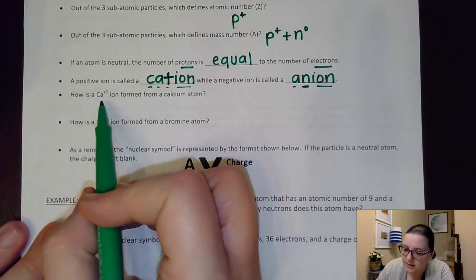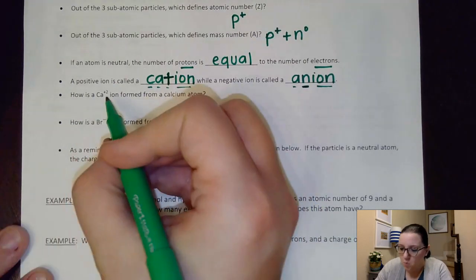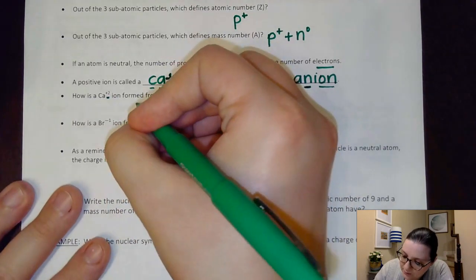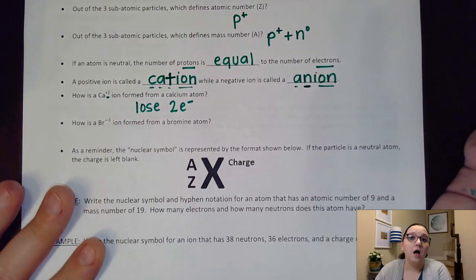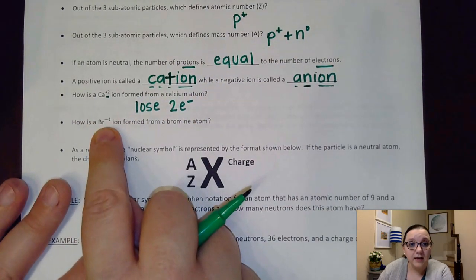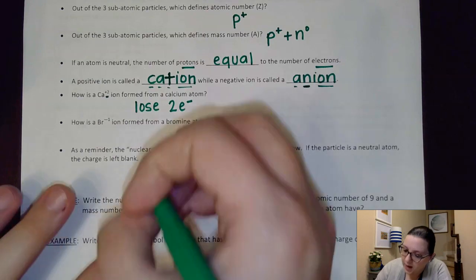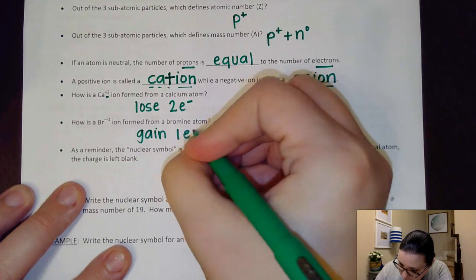So it asks, how is a calcium ion formed from a calcium atom? Well, in order to get more positive charge than negative charge here, that means my proton count would need to outnumber my electron count. So that means I would need to lose 2 electrons here. On the flip side, if I end up with a negative charge, that means I need negative electrons to outnumber my positive protons. So to do that, I would need to gain 1 electron.